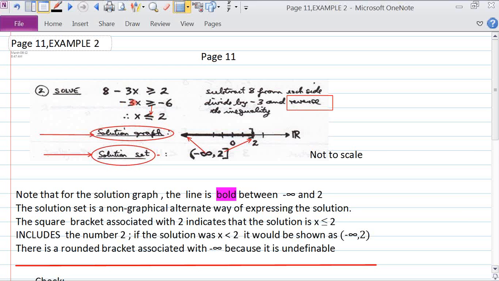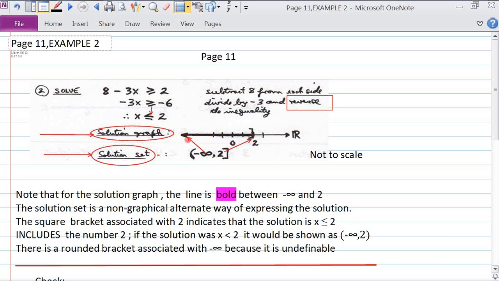-3 divided by -3 here gives me +x. -6 divided by -3 gives me plus 2, but the direction of the inequality changes. This says that any number that's less than or equal to 2 will be a solution, but it must include the number 2. So here you see the number 2, and we bold the line over here, going in the direction, because the number can be any number less than 2 that appears on the number line.